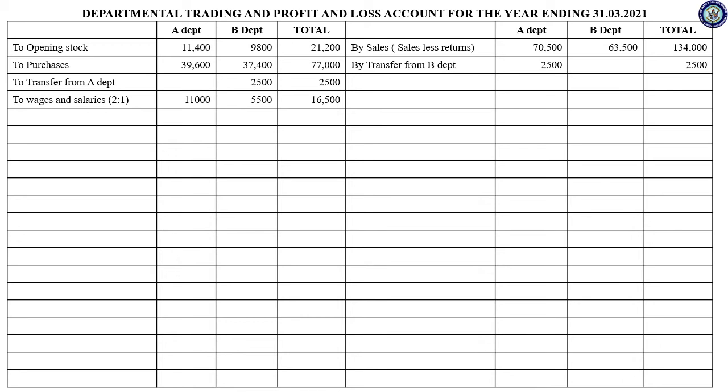Okay, next, carriage inward. So carriage inward is a trading item. Carriage outward is the P&L item. Next, closing stock.